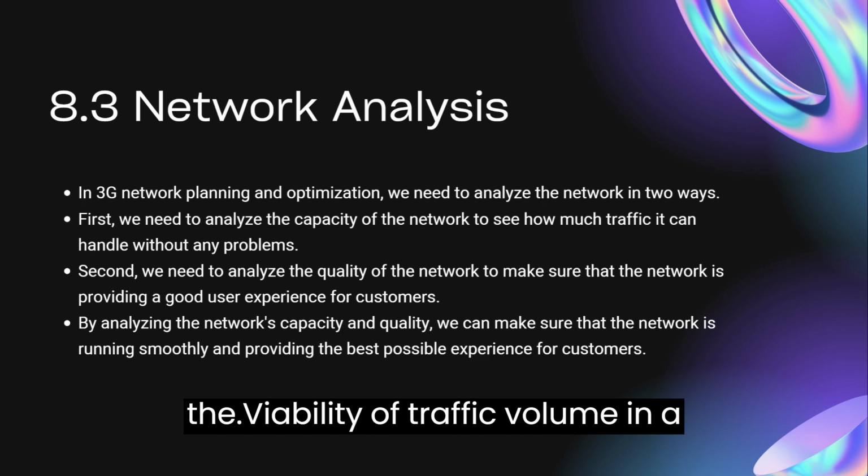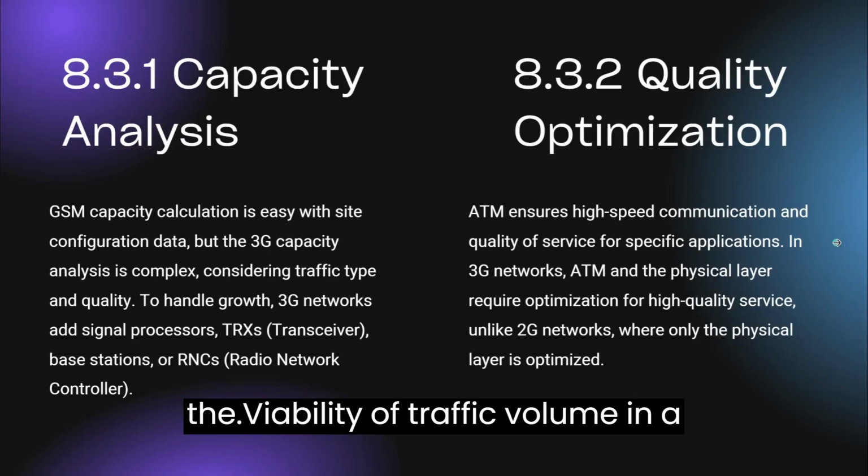For point 8.3, which is about the network analysis, in 3G network planning and optimization, we need to analyze the network in two ways. First, we need to analyze the capacity of the network to see how much traffic it can handle without any problems. The second way is to analyze the quality of the network to make sure that the network is providing a good user experience for customers. By analyzing the network capacity and also the quality, we can make sure that the network is running smoothly and will provide the best possible experience for customers.